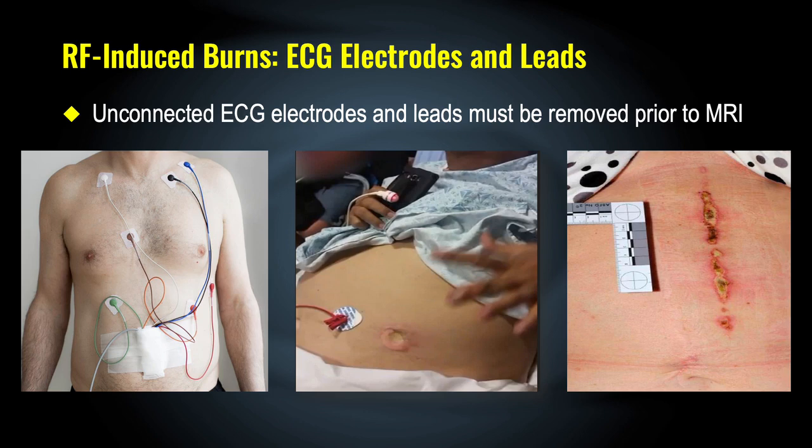Unconnected or unused ECG electrodes and leads have been responsible for many conductive material-related burns in the MRI setting. Therefore, patients presenting for magnetic resonance imaging that were monitored by electrocardiographic equipment should be searched to ensure that they do not have unconnected ECG electrodes and leads. These items must always be removed prior to MRI.